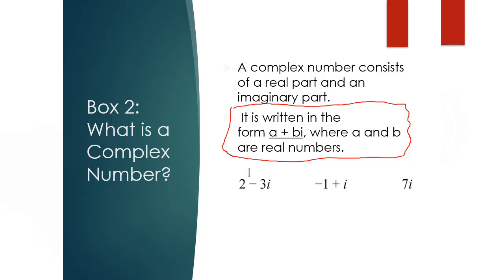If you look at our example 1, I have 2 minus 3i. 2 is my real part, and negative 3i is my imaginary. If you look at example 2, negative 1 is my real, and i is my imaginary. And if you look at example 3, again, this is a pure imaginary. That's because the real part is a 0.